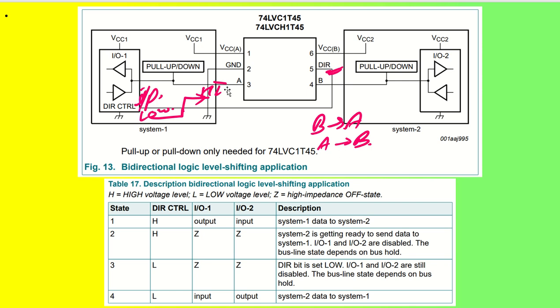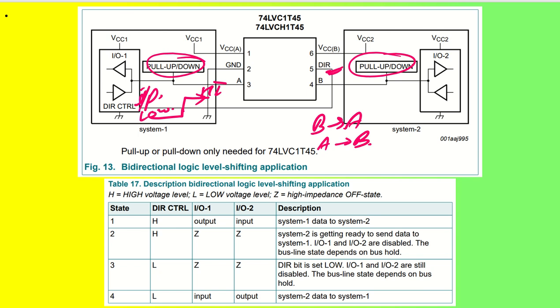But you have to make sure that whenever the direction pin is changing, at that time there is no signal flowing from A to B or B to A. So you have to make sure the A pin and B pin are totally free, with nothing flowing in the signals while you are setting the direction. And similarly, pull up and pull down is used to make sure that it is not in an unknown state.